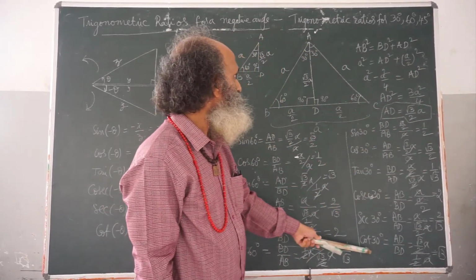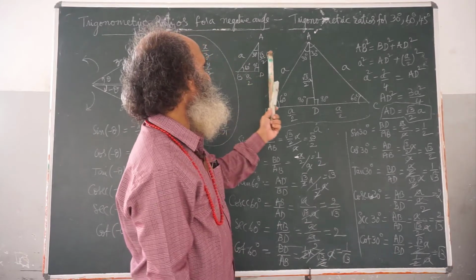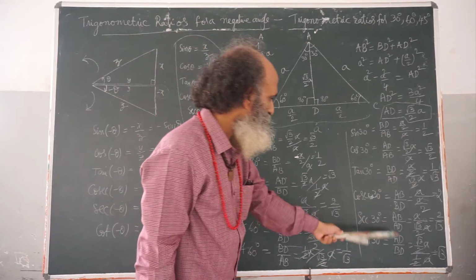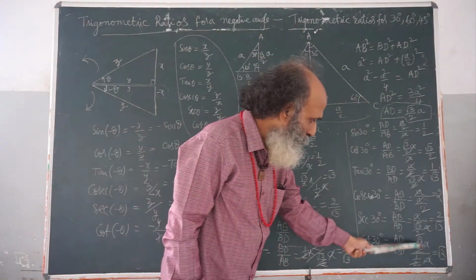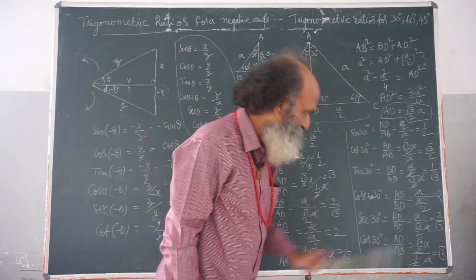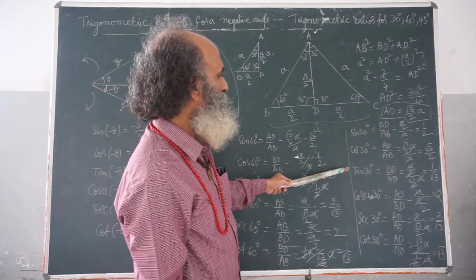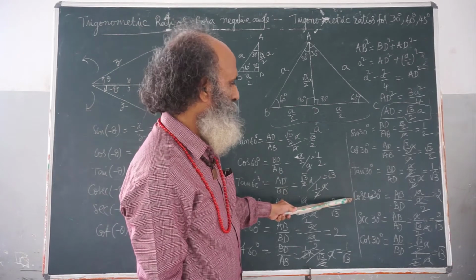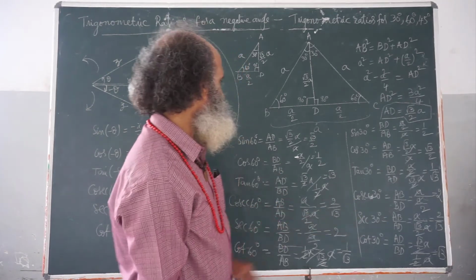Cot 30. Cot 30 is adjacent side by opposite side. So AD by BD, that is root 3 by 2A by A by 2. 2 cancelled, A cancelled, root 3. So sin 30 is 1 by 2, cos 30 is root 3 by 2, tan 30 is 1 by root 3, cosecant 30 is 2, secant 30 is 2 by root 3, cot 30 is root 3.